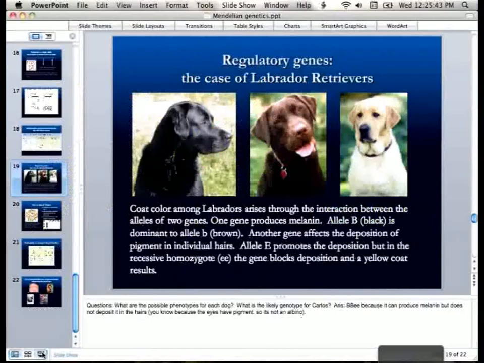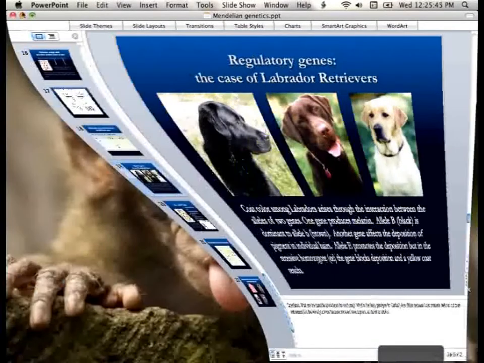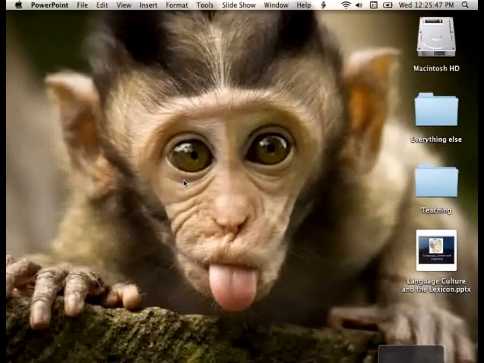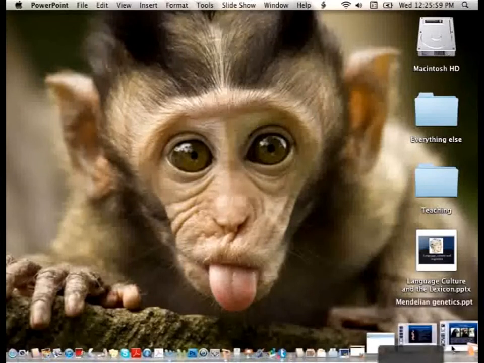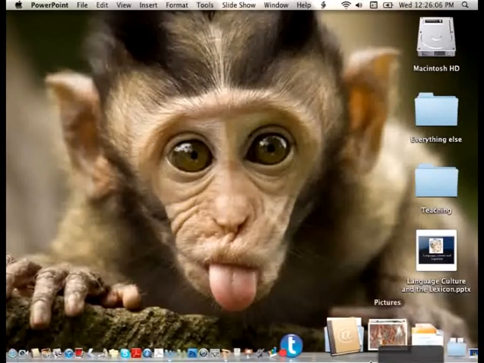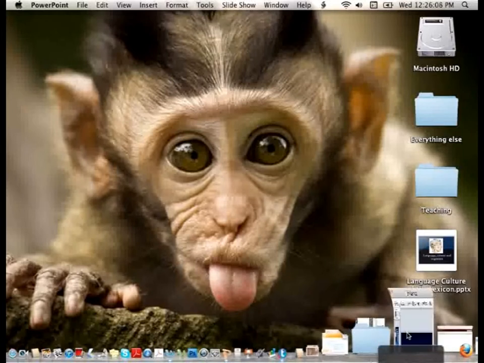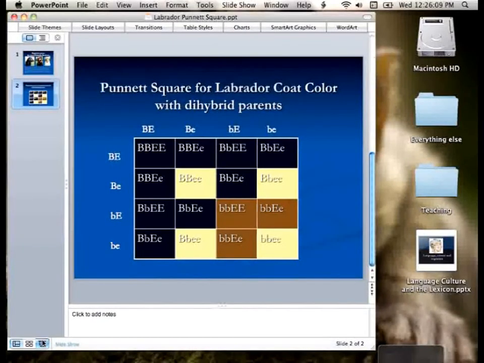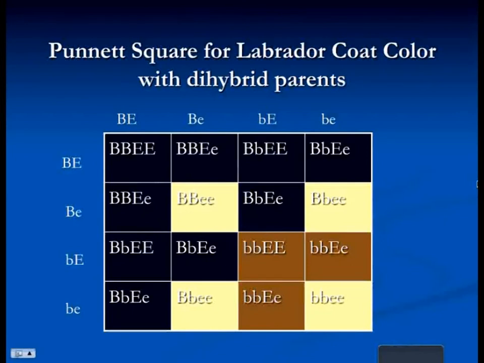All right, how does it work? Well, you have 2 traits, so that means your Punnett square should have how many cells? 16, as it did with independent assortment. Okay, figuring that out was a primary step to getting the whole thing correct. You had to do a Punnett square with 16 cells. The correct Punnett square is here. It looks like this.